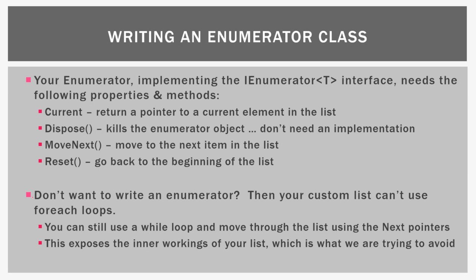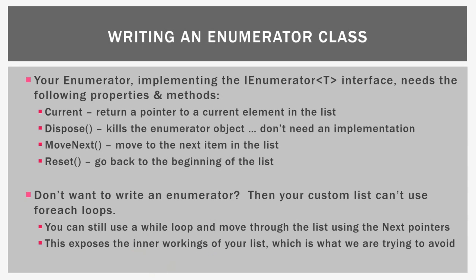Now the enumerator is optional. It's not part of ICollection. You don't have to write it. But if you want to use for each loops over your list, then you have to write it. You don't have to use a for each loop. You can use a while loop and use the .next pointers. The downside of that is it exposes the inner workings of your list.